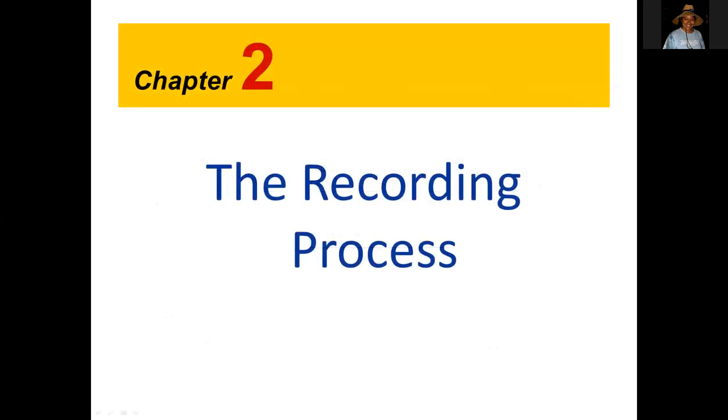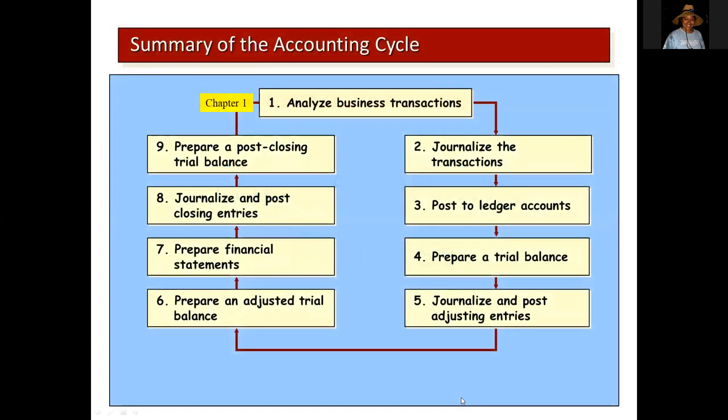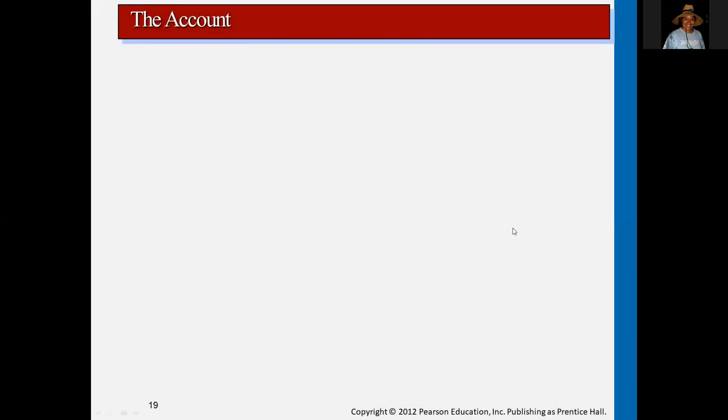Okay, moving on to chapter two. Now we start getting a little technical. We get into the recording process. In chapter two, we covered the concept of journalizing a transaction, then posting those transactions to ledger accounts, and then preparing the trial balance from the ledger accounts. So these are the steps involved in getting the transactions that you analyzed in chapter one onto the accounting records: journalizing the transactions, then posting and copying those over to the ledger, and then running off a trial balance from the ledger.